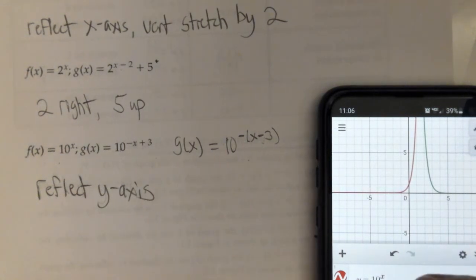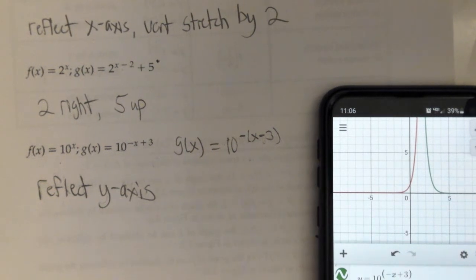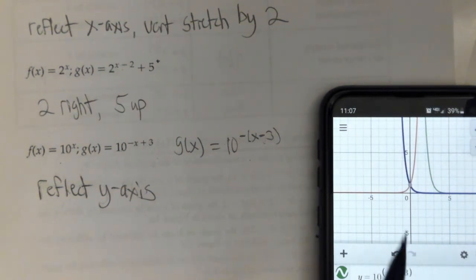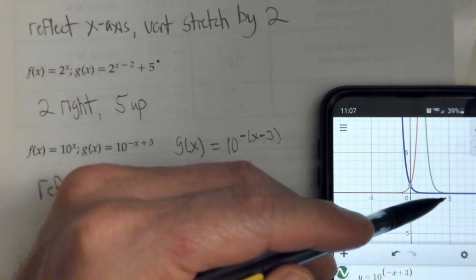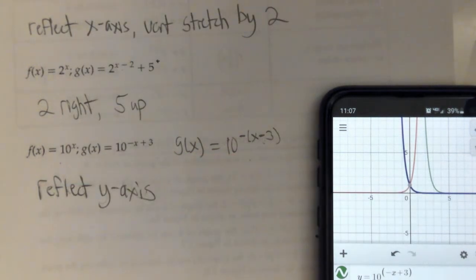What might also be helpful is to put it in here after the reflection is being made. So if I put in y equals 10 raised to the negative x power, you can see that here's the original, here's what it looks like after the reflection, and then from there it goes 1, 2, 3 to the right.